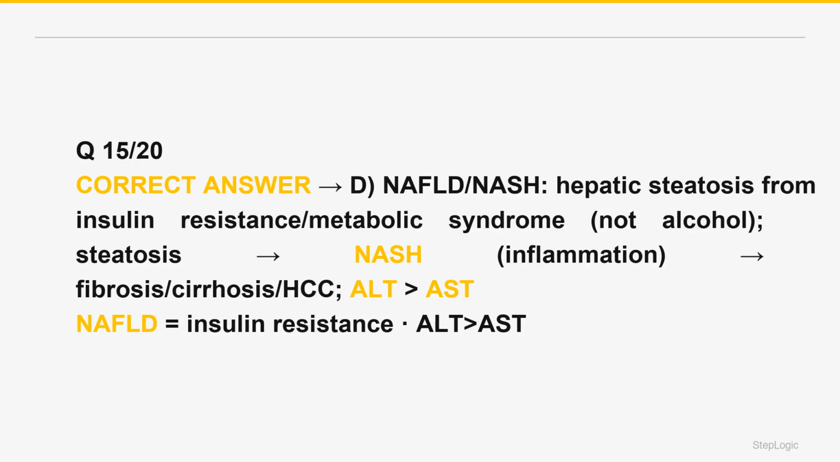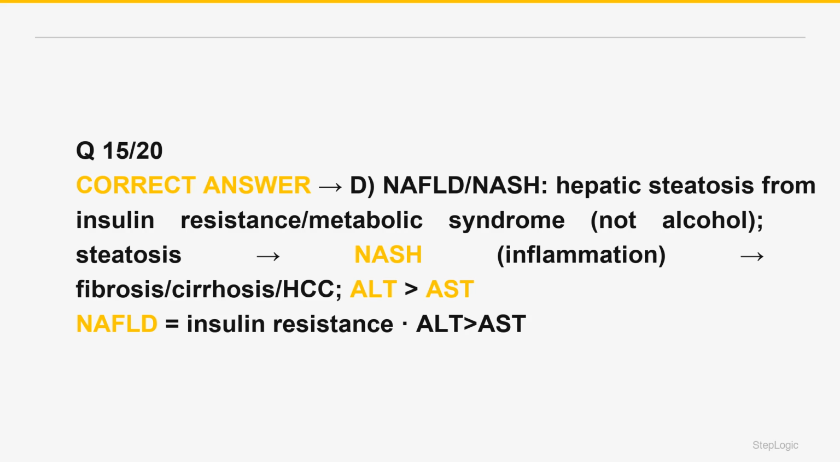The correct answer is D. The progression is the high-yield part. Simple steatosis can advance to non-alcoholic steatohepatitis, NASH: fat plus inflammation and hepatocyte ballooning injury, which in turn can progress to fibrosis, cirrhosis, and hepatocellular carcinoma. NASH is now a leading cause of cirrhosis and a rising indication for liver transplant.